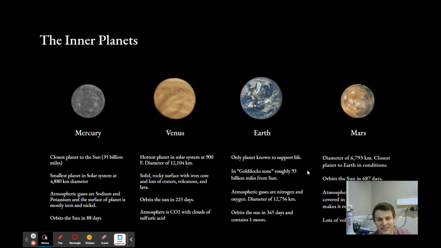It's only because of its habitable conditions that we have water and nature and plants and soil and all of those things. We're actually able to support life. We're about 93 million miles from the sun.